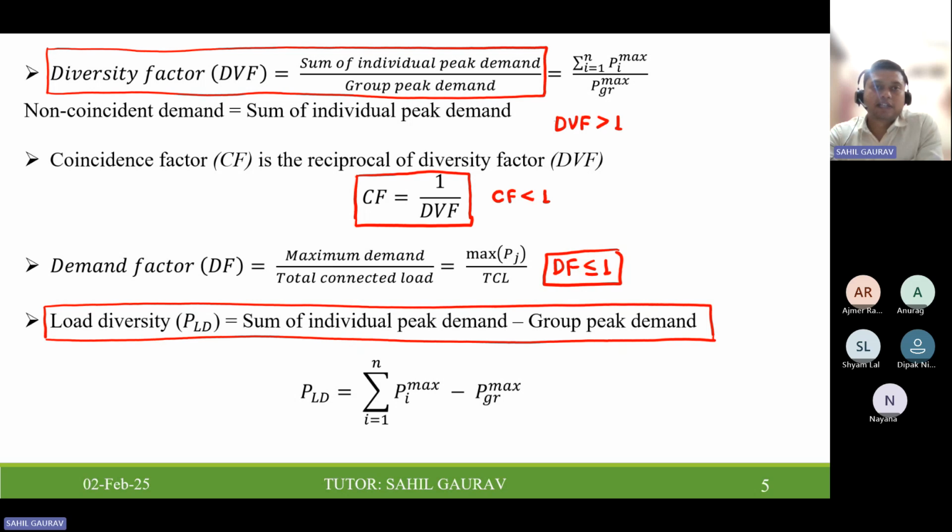Non-coincident demand is the same name for the sum of individual peak demands, and diversity factor is always greater than 1. Then the other term that comes is the coincidence factor. Coincidence factor is the reciprocal of diversity factor, so coincidence factor will be less than 1. And then another term comes, demand factor. Demand factor is maximum demand upon total connected load. And then we have another term, load diversity. Load diversity is the sum of individual peak demands minus the group peak demand.